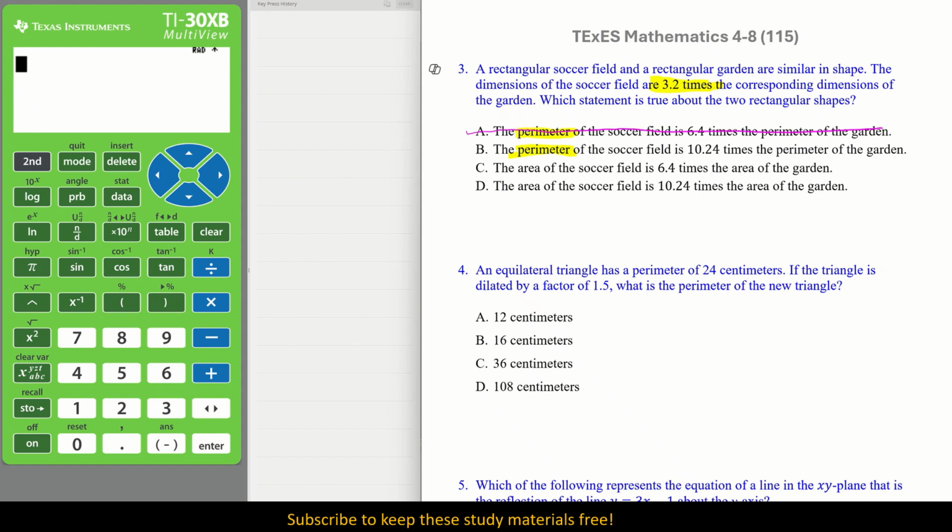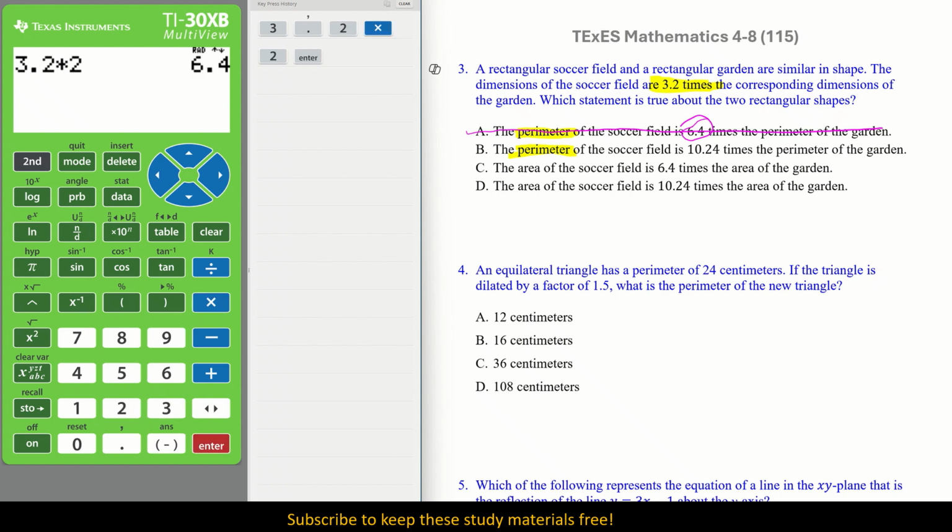A incorrectly applied 6.4, and that means that they applied 3.2 times 2. That is not how we apply scale factor. Scale factor for the perimeter is one dimensional. That means that it's simply to the first power, so we keep it as is. Now, let me mark out B because we're not using it, because what they did, which I'll get to here in C and D.